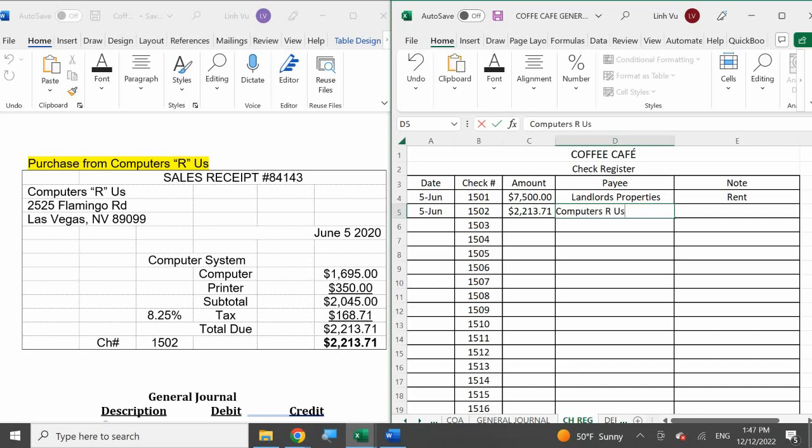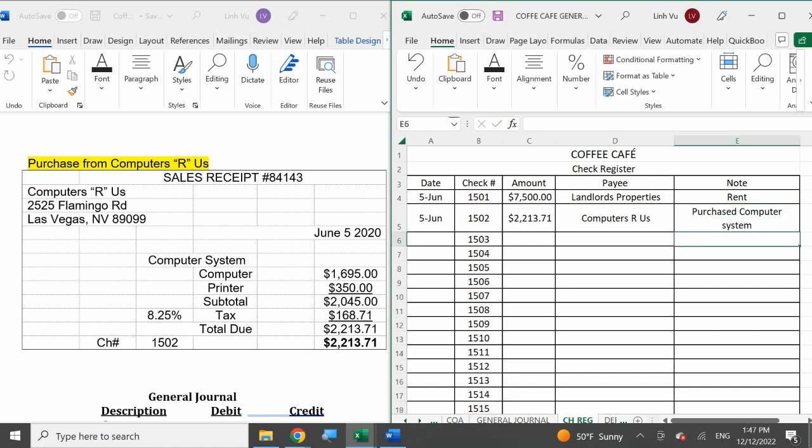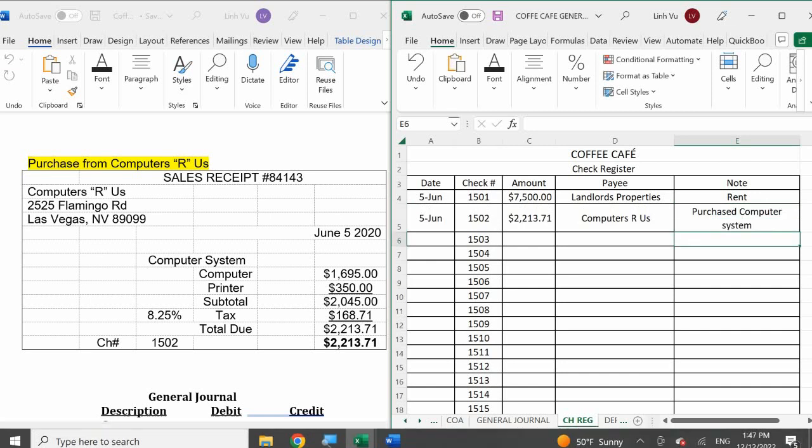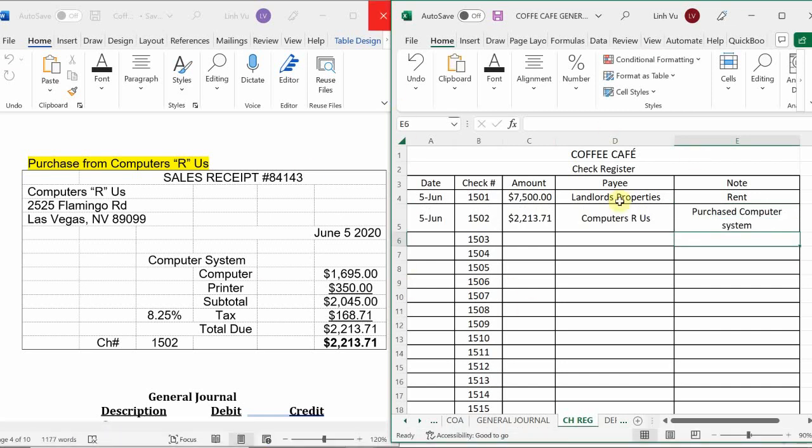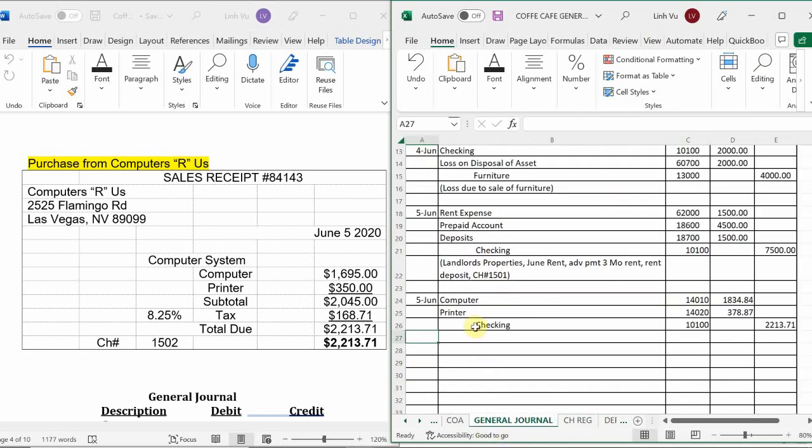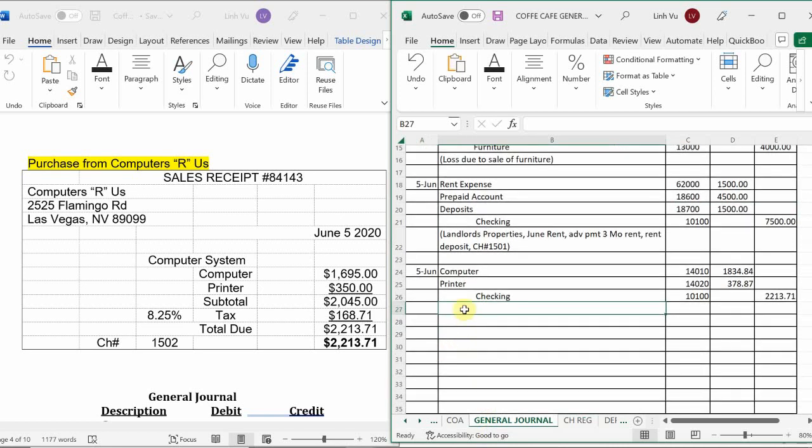Okay, and why? I'm just going to say purchase computer system. Okay. All right. So now that I have proof that my transaction was that I cut a check number 1502, I have enough information to go ahead and complete my description.